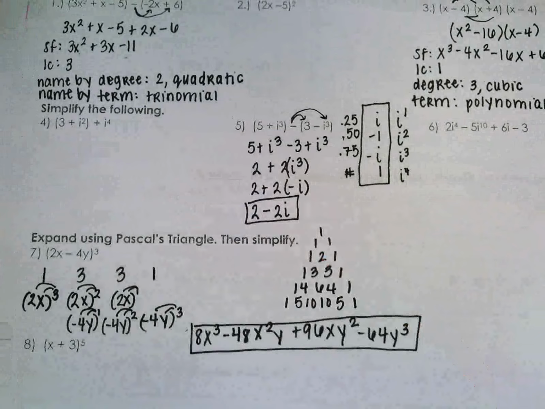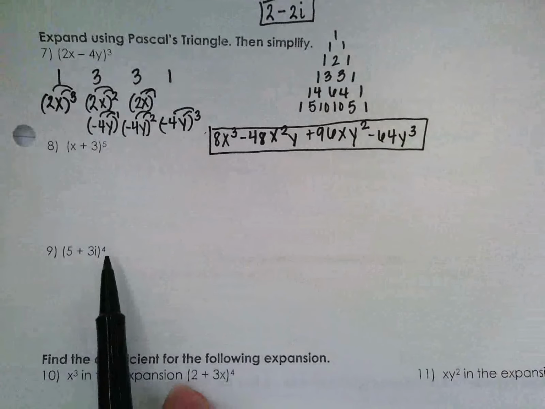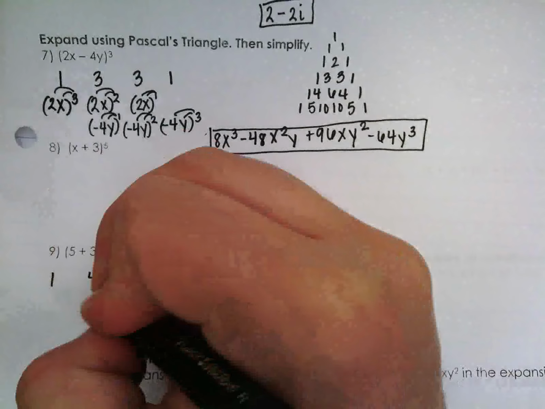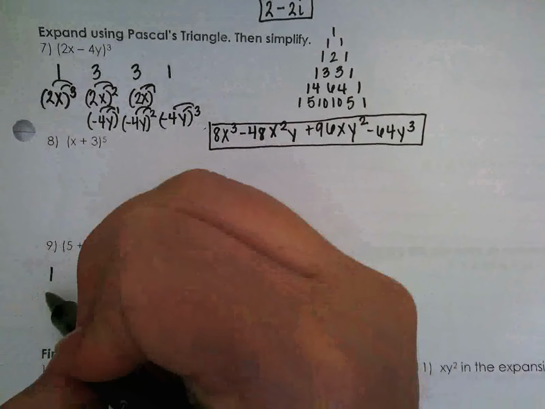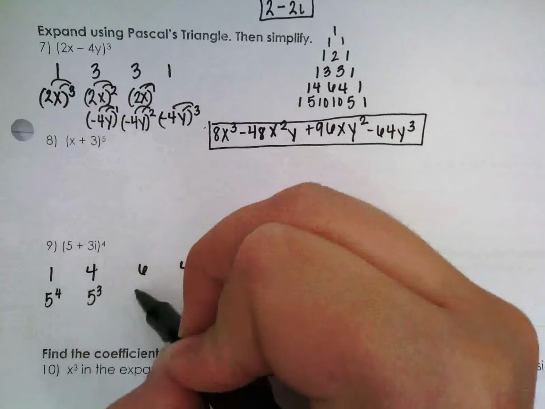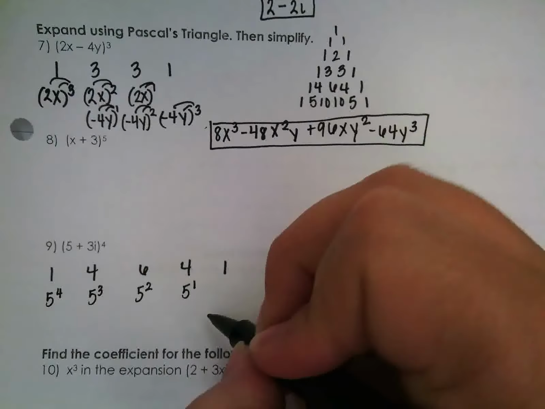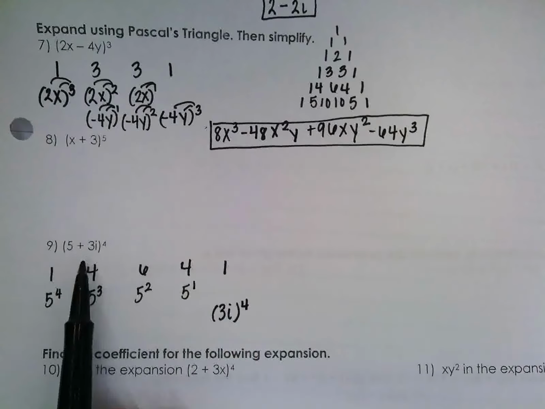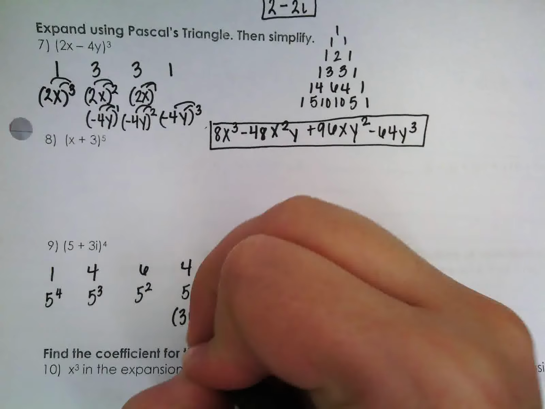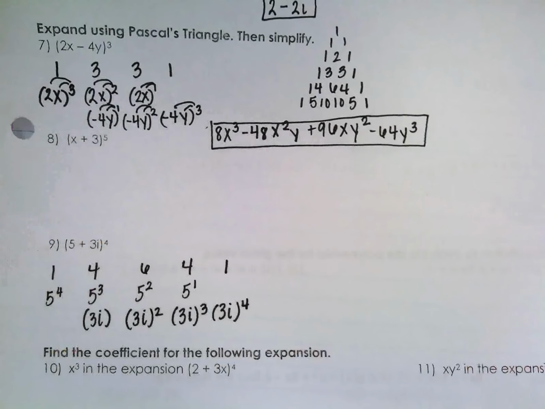All right, on number 9, the only difference is that we are using Pascal's triangle, but now we have it with i. So same process. I'm going to start off with a 4. So I've got 1, 4, 6, 4, 1, following Pascal's triangle. And then I'm going to start off with a 5, and we're going to raise that to the exponent and go down in decreasing order. And then I'm going to take that 3i and also raise that to the fourth, but this time going right to left because it's the term on the right. So 3i to the fourth, 3i to the third, 3i squared, 3i to the first, and then nothing.